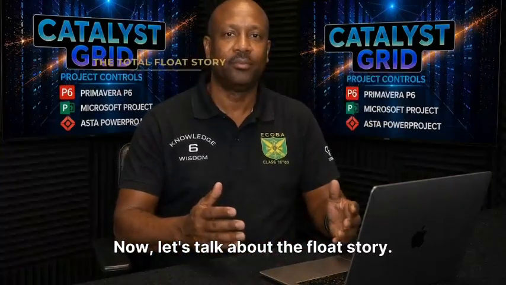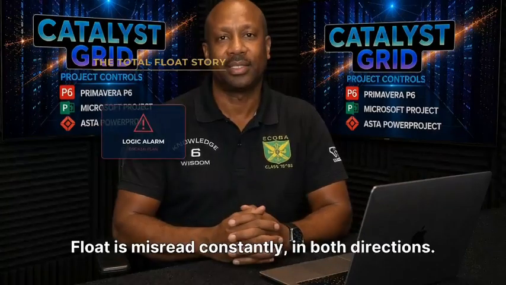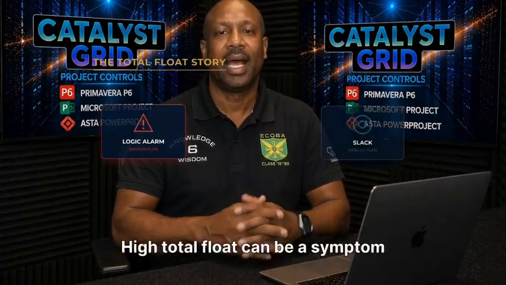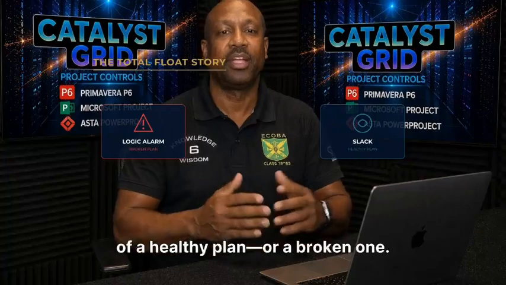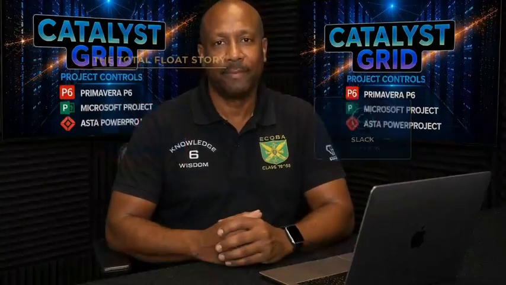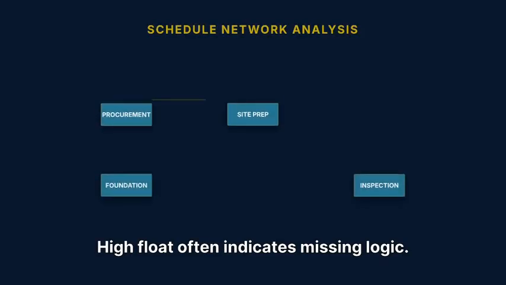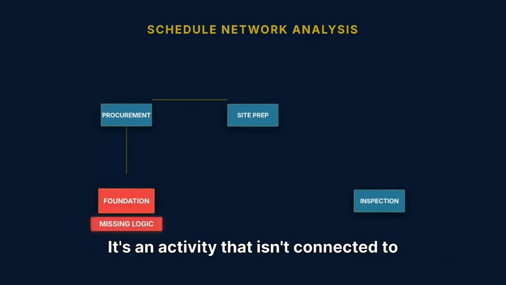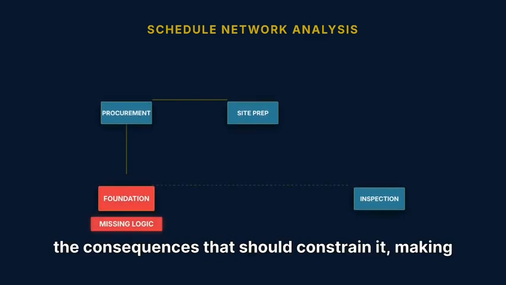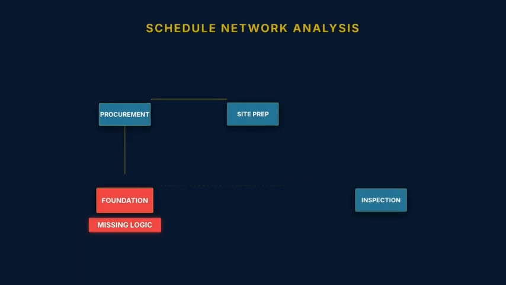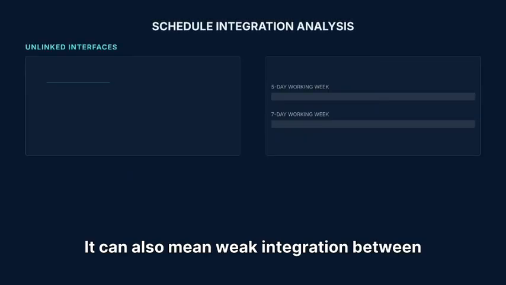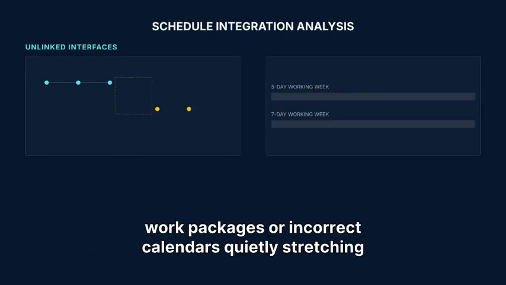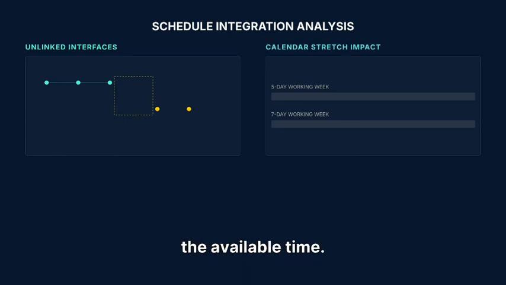Now, let's talk about the float story. Float is misread constantly in both directions. High total float can be a symptom of a healthy plan or a broken one. High float often indicates missing logic. It's an activity that isn't connected to the consequences that should constrain it, making it look safer than it actually is. It can also mean weak integration between work packages or incorrect calendars quietly stretching the available time.